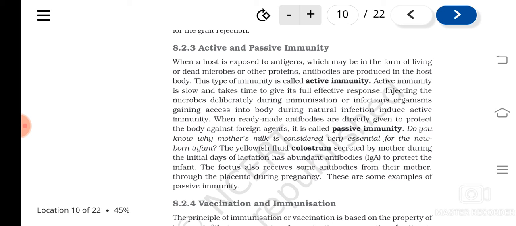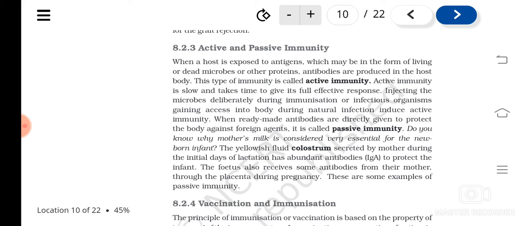When a host is exposed to antigens, which can be living or dead or some proteins from them, then the body produces antibodies. This kind of immunity is called what? Active immunity. So vaccines are examples of what only? Active immunity. Then what is passive immunity? When ready-made antibodies are directly given. Understood? That case is called what?